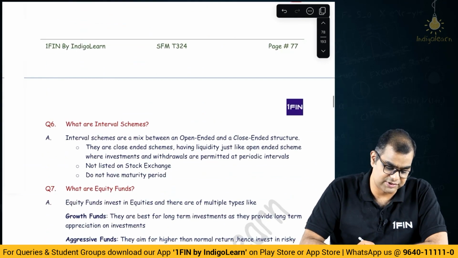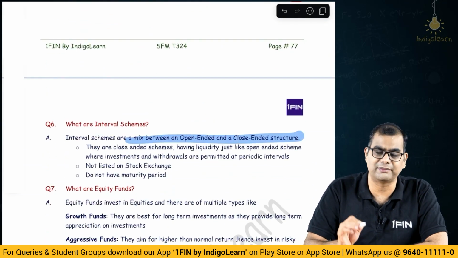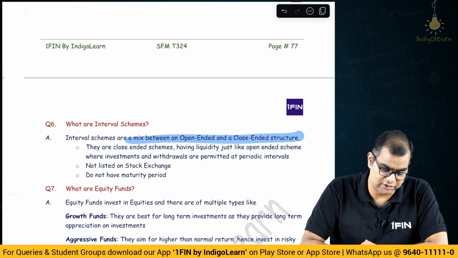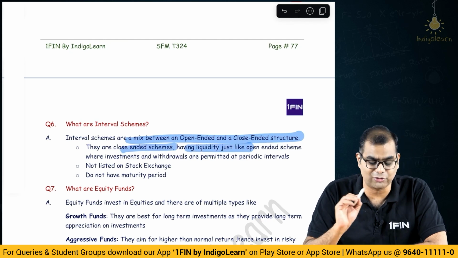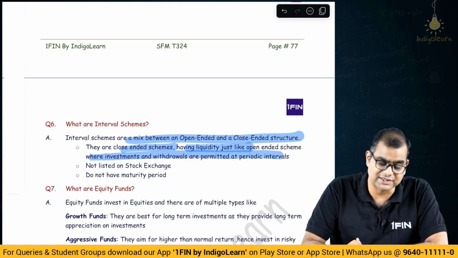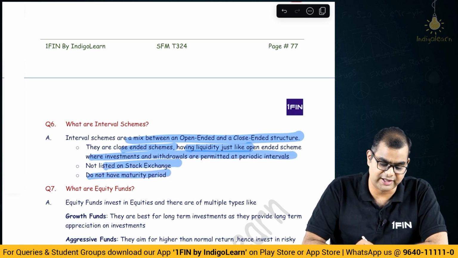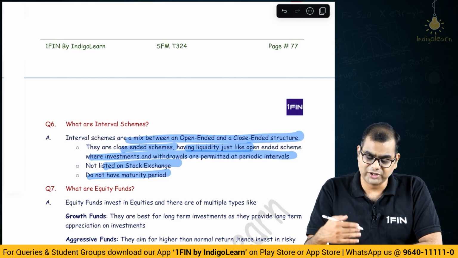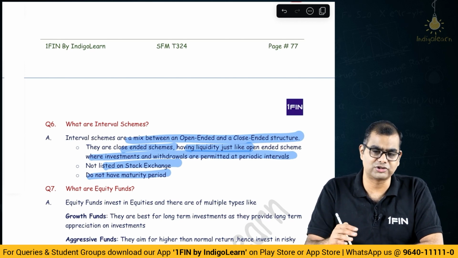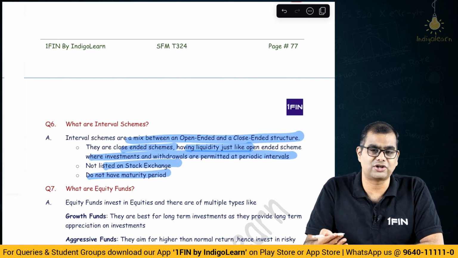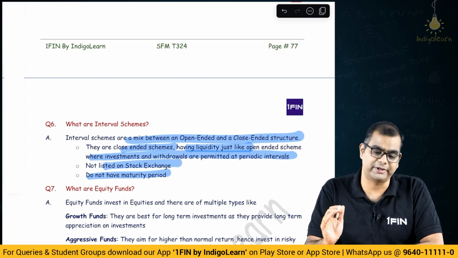What are these interval schemes? Interval schemes are a mix of open-ended and closed-ended schemes. They are closed-ended schemes having liquidity just like open-ended schemes, where investments and withdrawals are permitted at periodic intervals. It is not listed on the stock exchange and does not have a maturity period. So the key thing is, it is a hybrid of open and closed-ended, and they are not listed on a stock exchange, but periodic fresh investments as well as withdrawals are permitted.